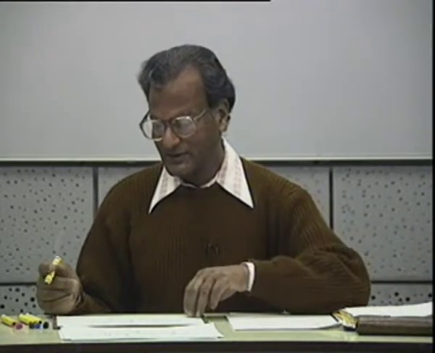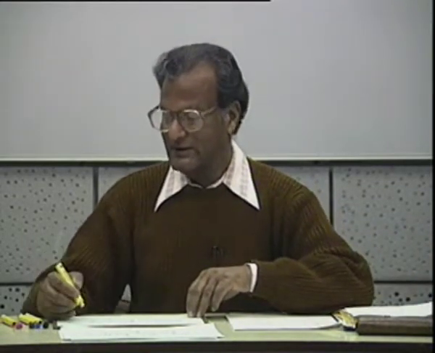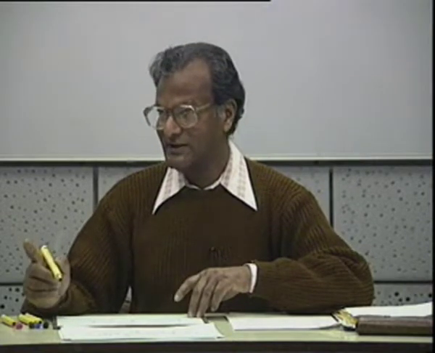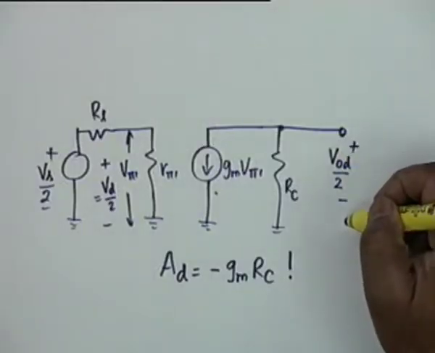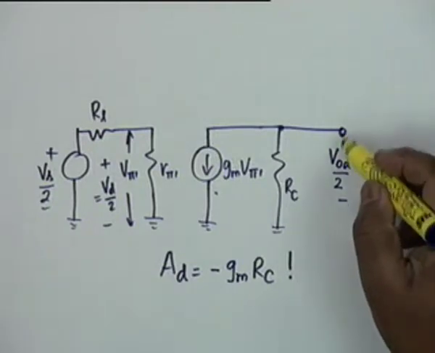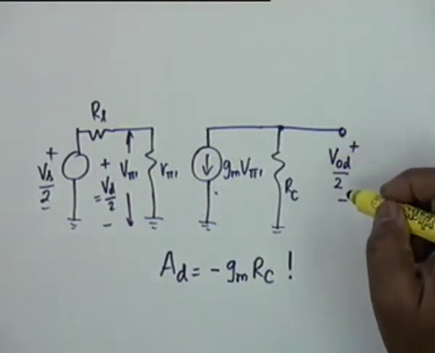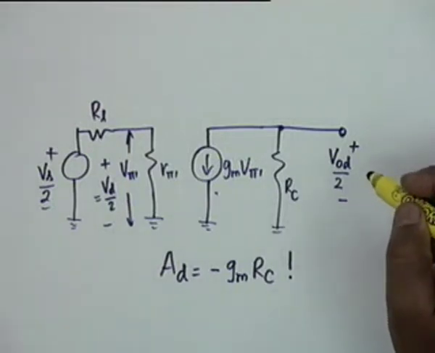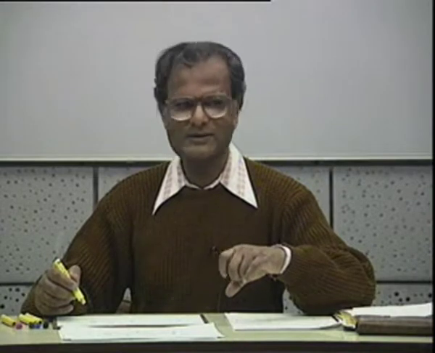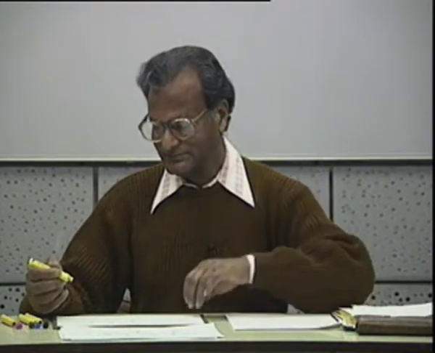But it also shows two things. The output is an unbalanced output. We have taken it from the collector to ground. Is that clear? The input is balanced, the output is unbalanced. So it's a balanced to unbalanced transformer. And the second thing it shows, yes.